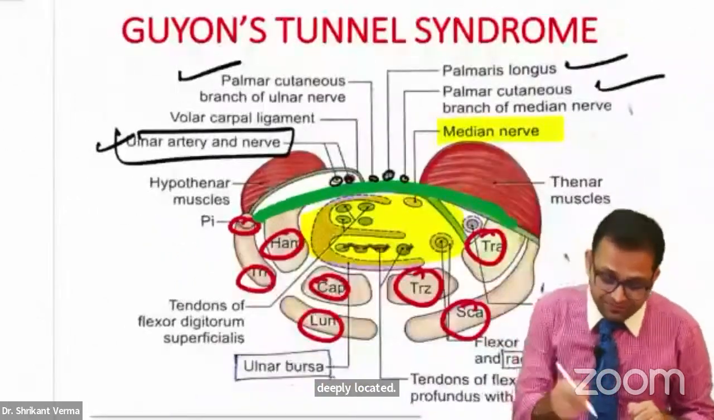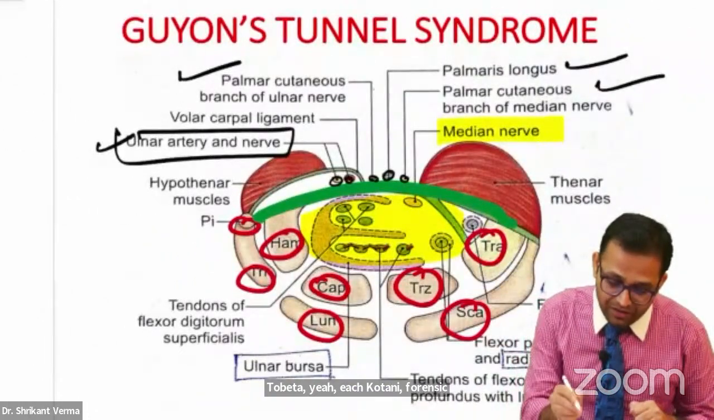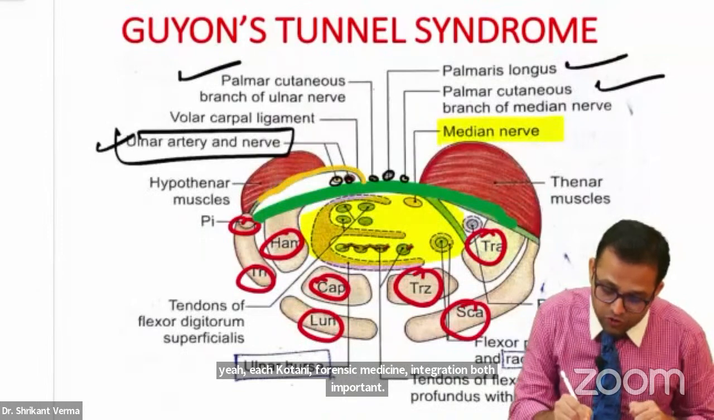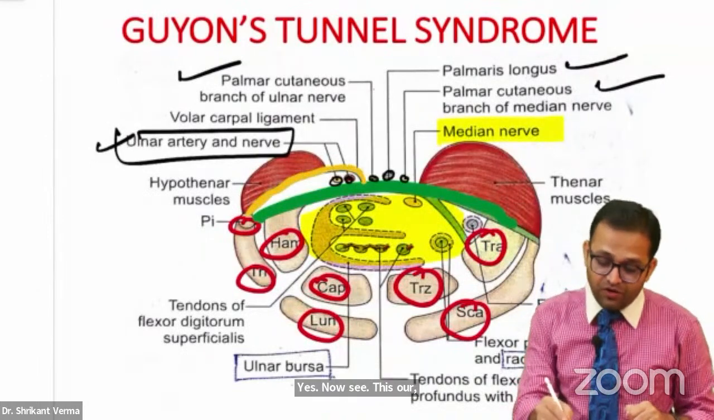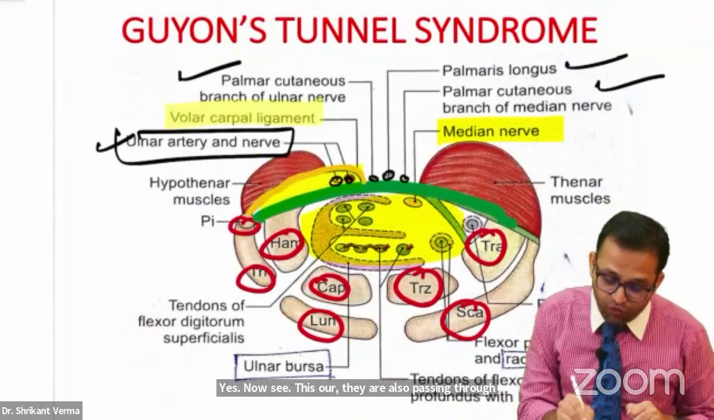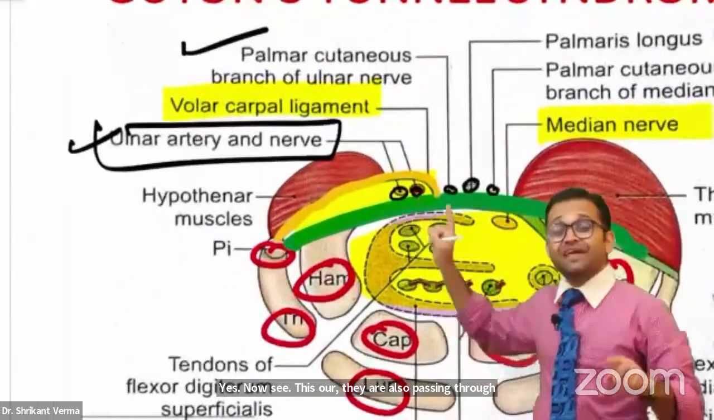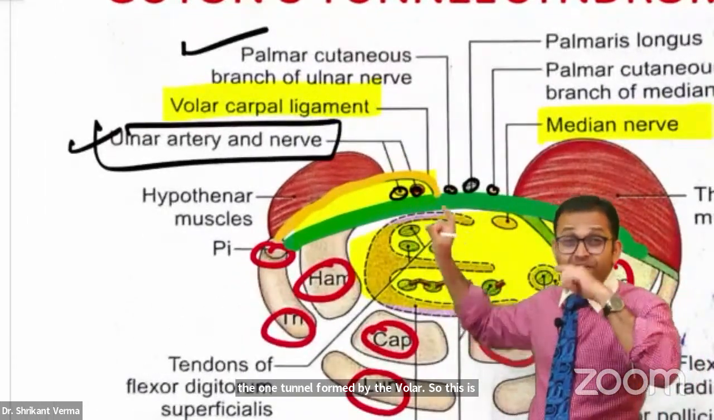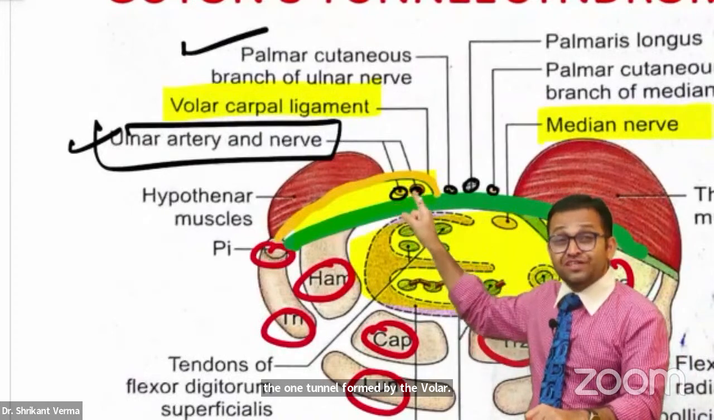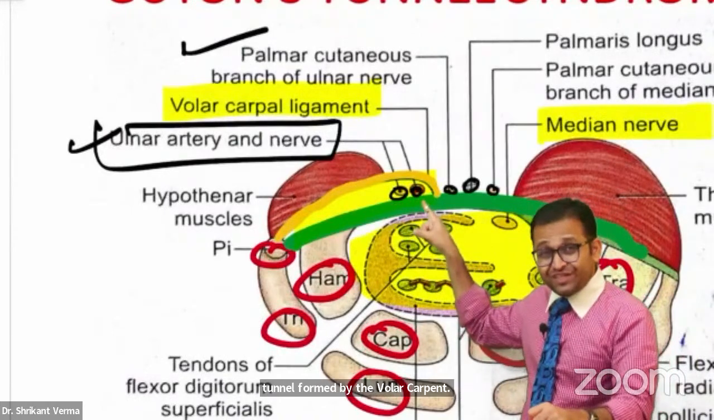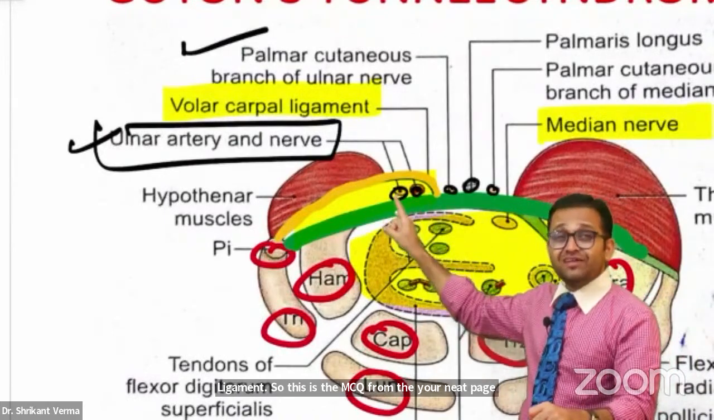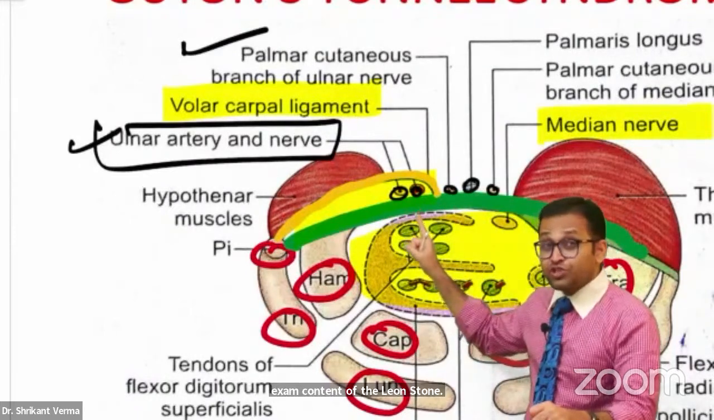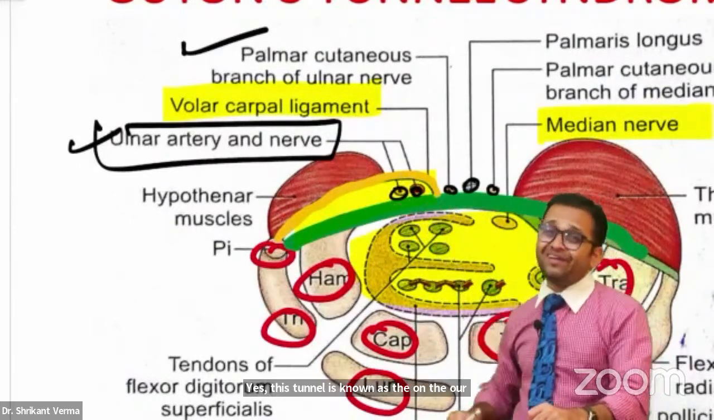Now see, our ulnar nerve and ulnar artery are also passing through one tunnel formed by the volar carpal ligament. This is an MCQ from the NEET PG exam: content of Guyon's tunnel. This tunnel is known as Guyon's tunnel, on our hypothenar area. What is the content of Guyon's tunnel? Remember, the ulnar nerve and the ulnar artery.